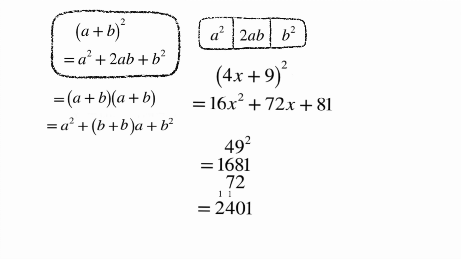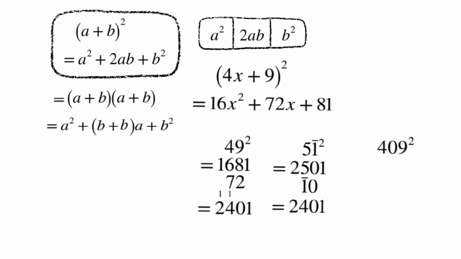This is what we practiced in video 5. Once again, 5 squared, neg 1 squared is positive. 2 times 5 times neg 1, negative 10. 5 minus 1 makes the same result. How about 449? 4 squared, 2 times 4 times 9, and 9 squared.